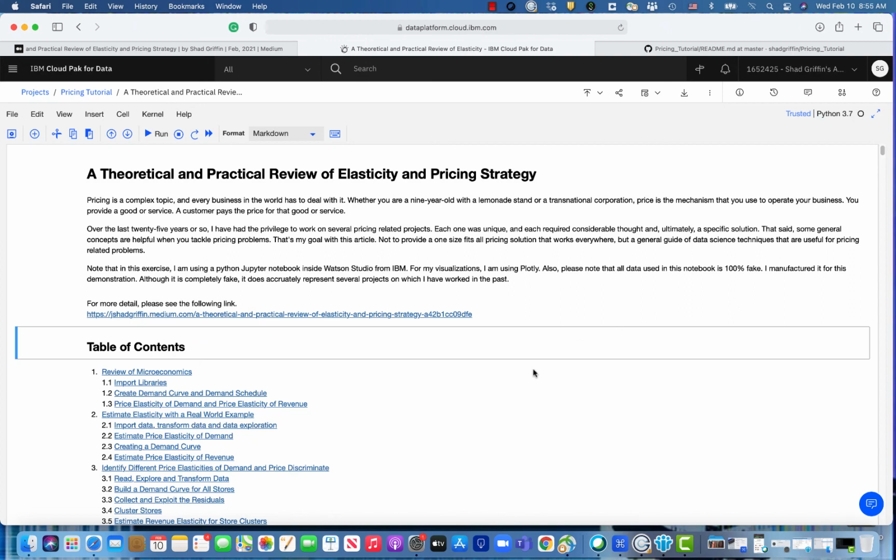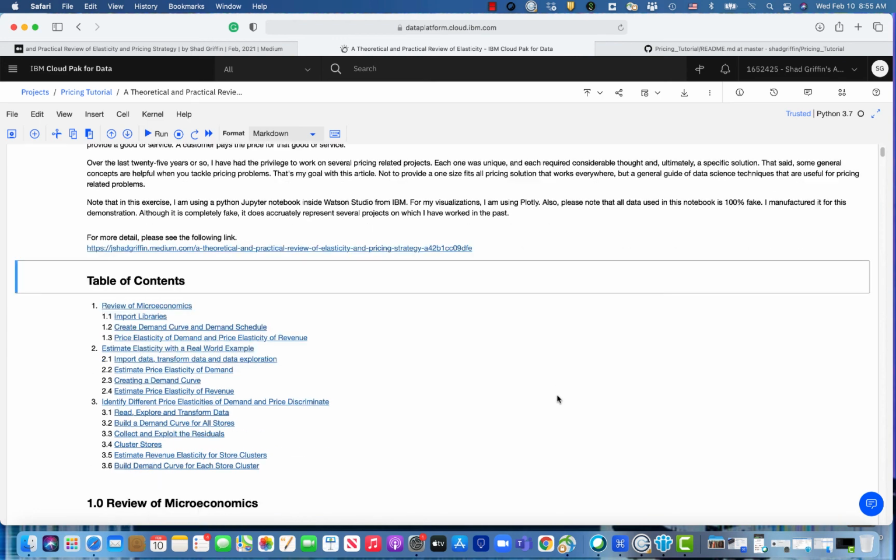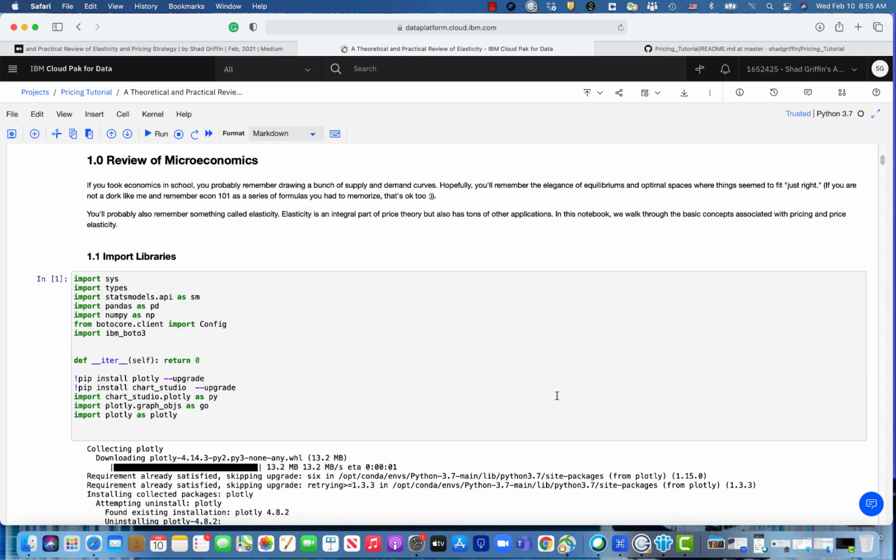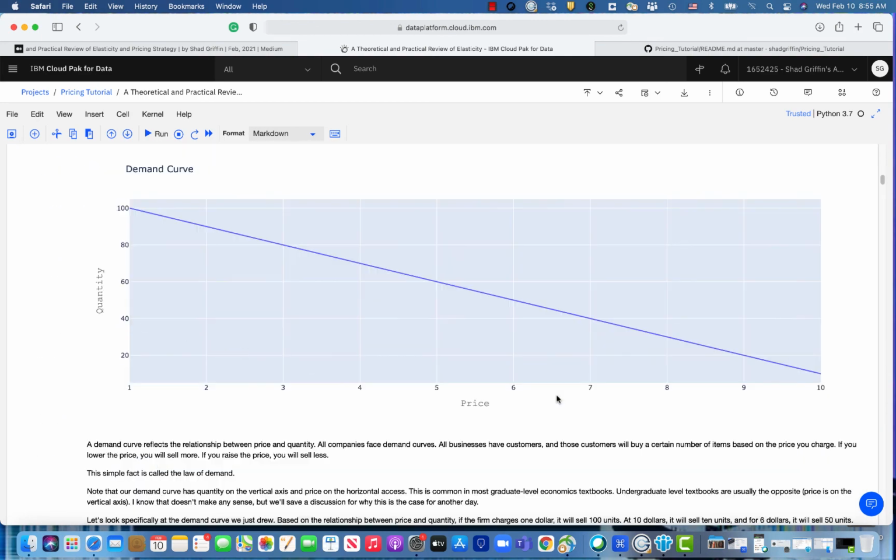Before we can get too in depth in pricing, I think it's important to take a step back and talk about some basic economic concepts. These concepts are things that you learned when you were in microeconomics way back when, more than likely. Things like the demand curve.